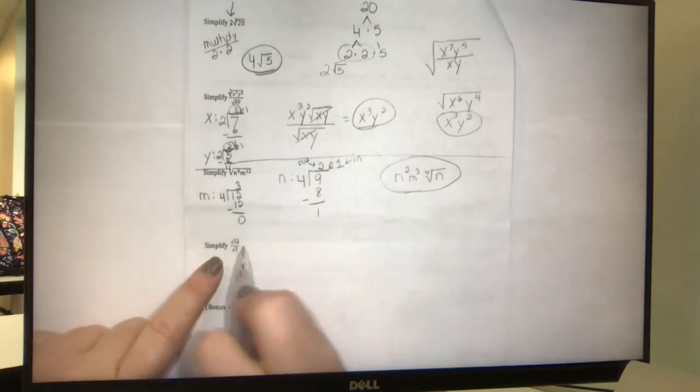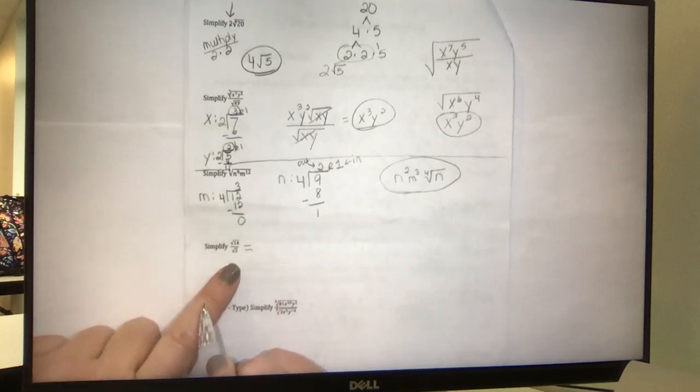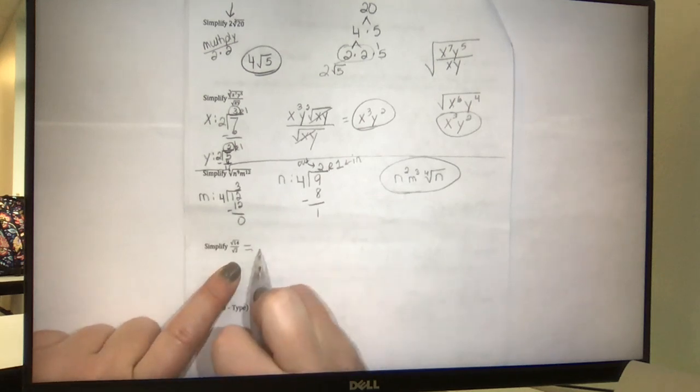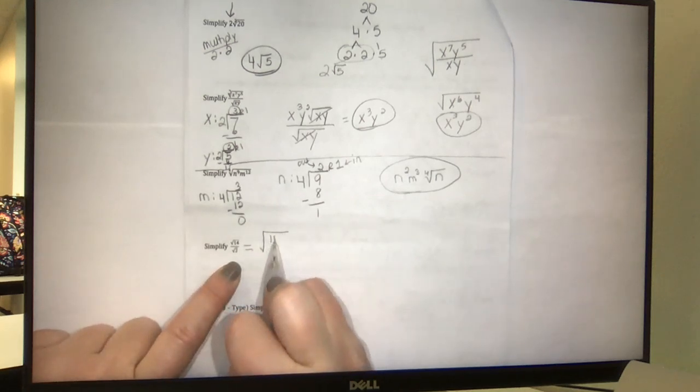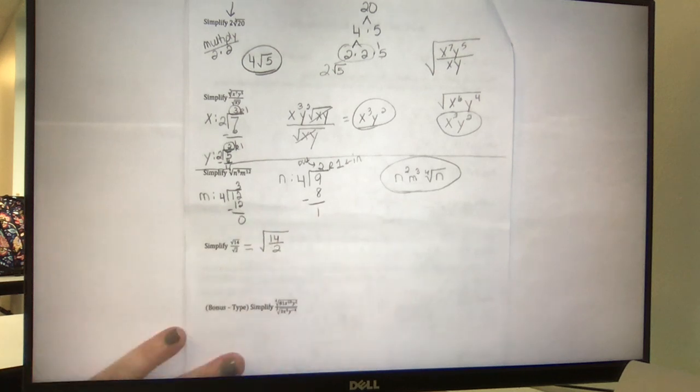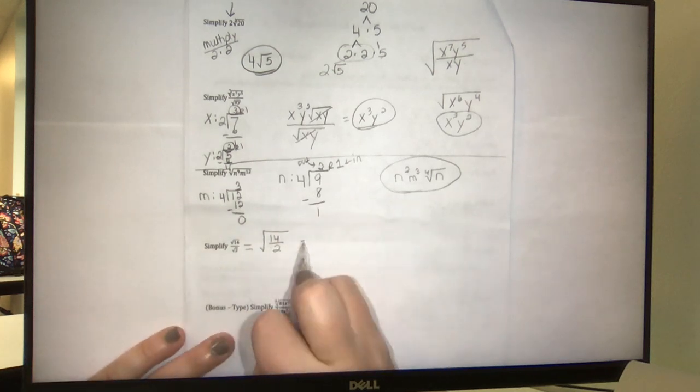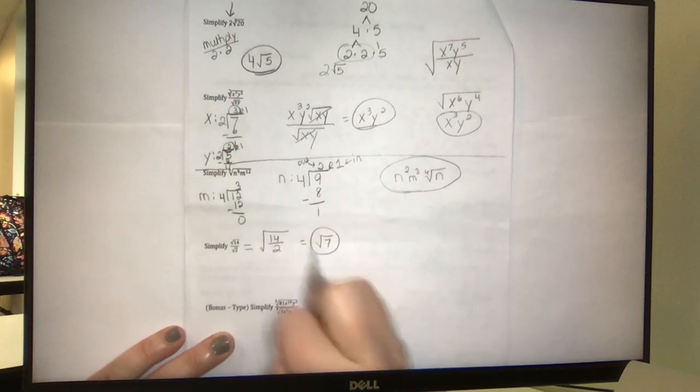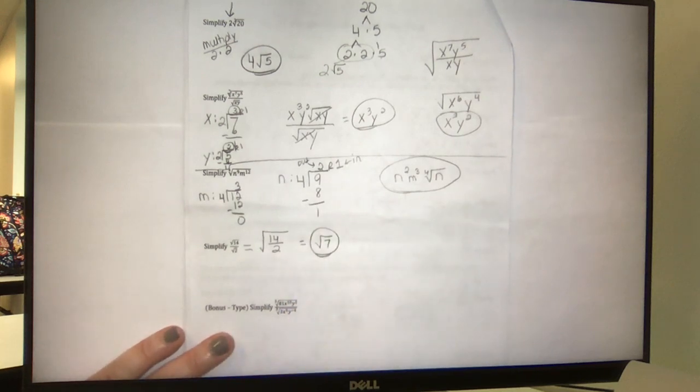So what's another option that I could do for this guy? I could put the whole thing under 1. And if I do that, it reduces down beautifully to the root of 7. And then I'm reduced. So try not to ever have a radical in a denominator. There's always a way to simplify that down. Okay. All right, last one.